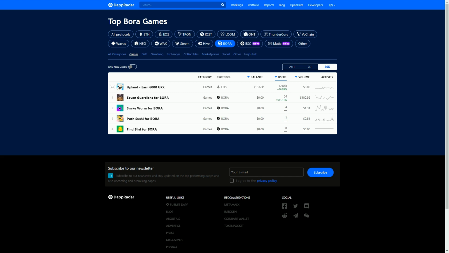Mobile game platform out of South Korea, very early stages. There's this Seven Guardians of Bora game, which is actually quite an interesting mobile game, not much blockchain in it, so not many users.